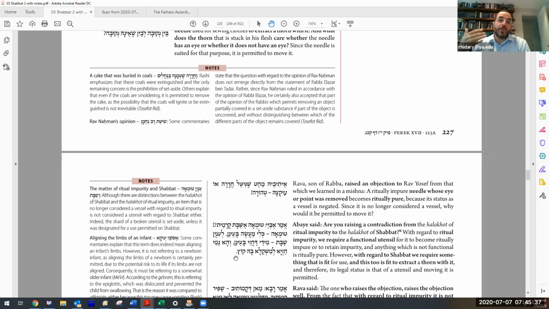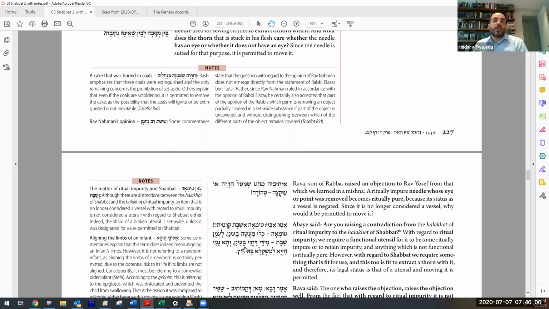In both categories, there's something called a utensil, but there's different criteria for what is considered a utensil in each. Regarding tumah, it has to be a complete functioning utensil, and if it doesn't have an eye, then it's not called that anymore. However, for Shabbat, we have a lesser criteria. Anything that can be used, even if it's not complete, even if it's not the regular functioning item, it's useful.